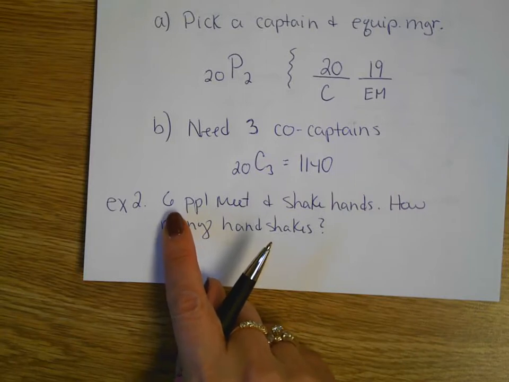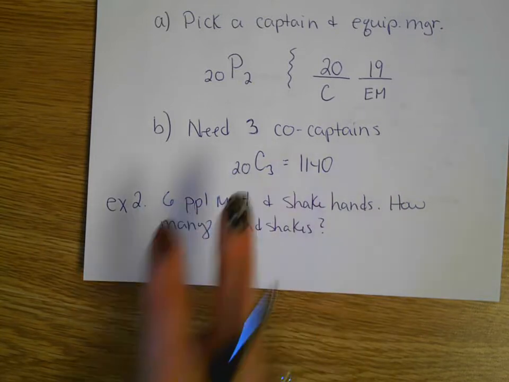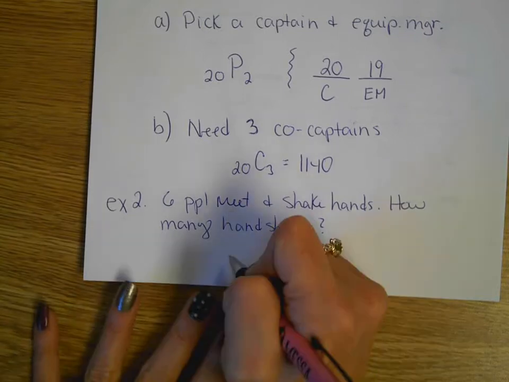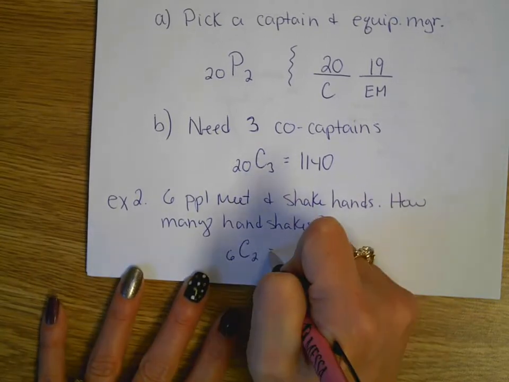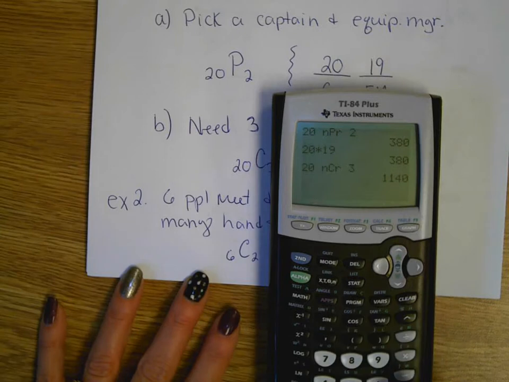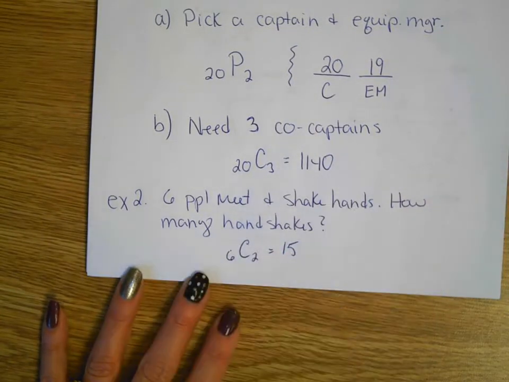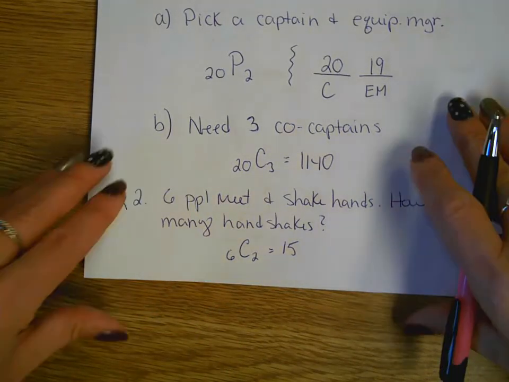So does order matter here? Well, no, because once I shake a hand with someone, I'm done. If I flip them around, I'm not going to shake hands again because that's still the same 2 people shaking hands. So this is a combination. So it would be 6 choosing 2 at a time. So 6 nCr 2, and 15. There's going to be 15 handshakes if everybody shakes each other's hand 1 time. Okay. So it's all about deciding whether to use the permutation or combination.